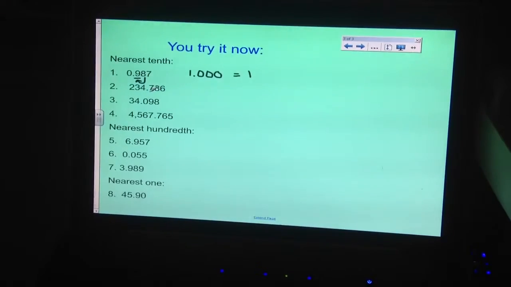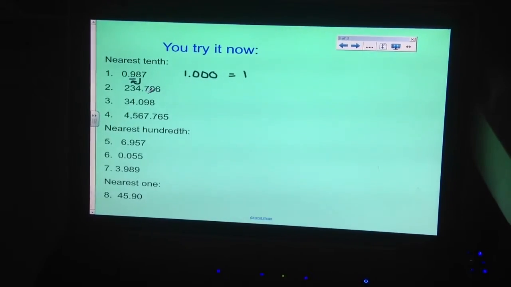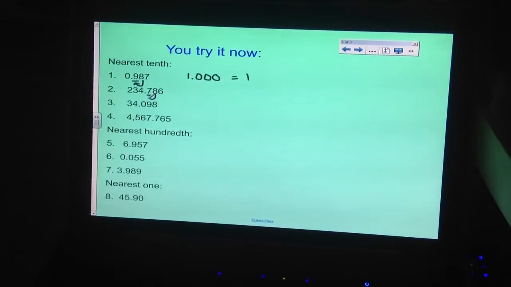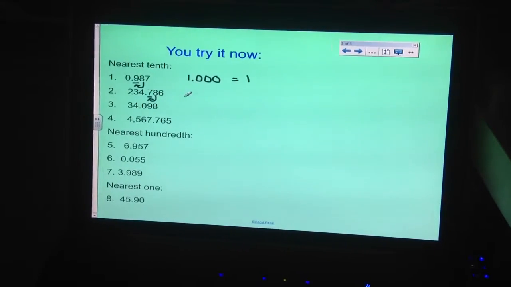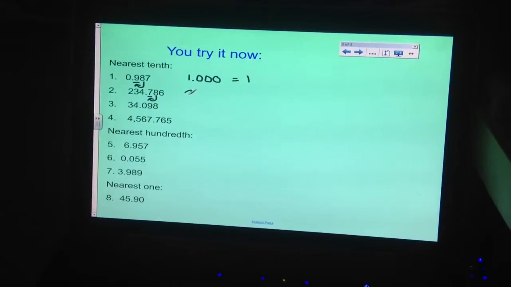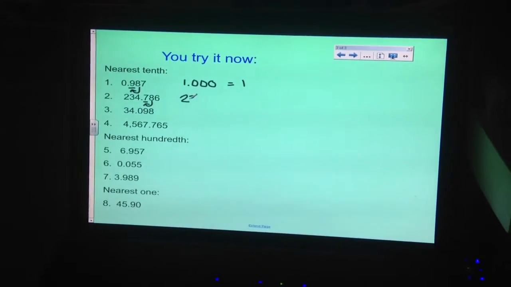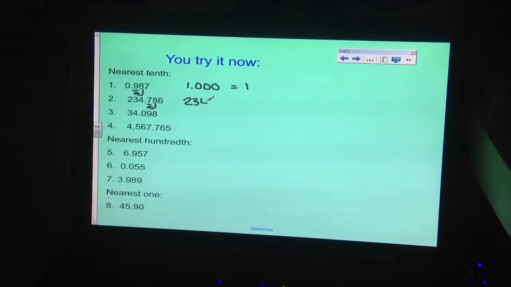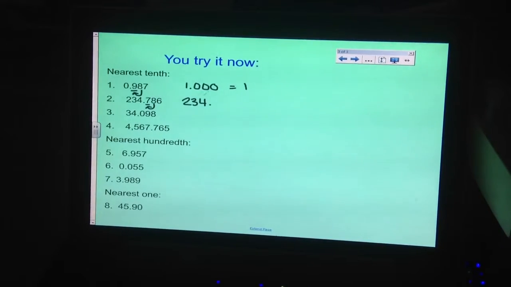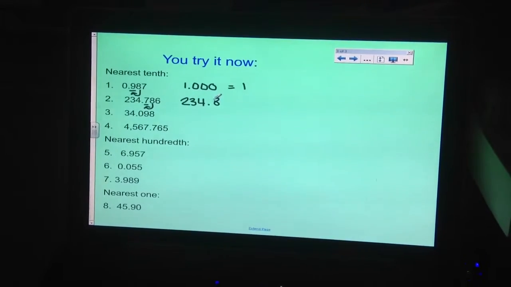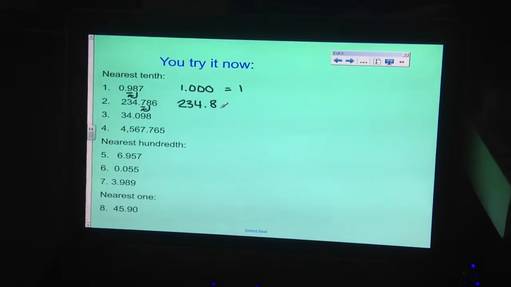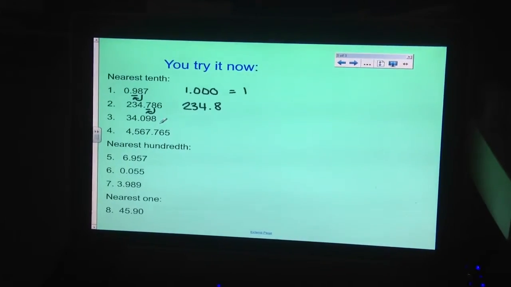Let's try another one. Nearest tenth, again, I would underline the tenths place, use the number behind it to tell me what to do. It is larger than 5, so it tells me to make it larger. Everything before that, I have to transcribe exactly the same. This one is going to bump that from a 7 to an 8, and then everything behind it becomes a 0. Because they are not trapped zeros, I don't need to include them.